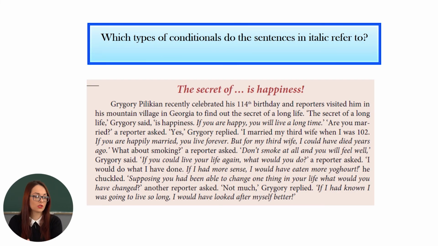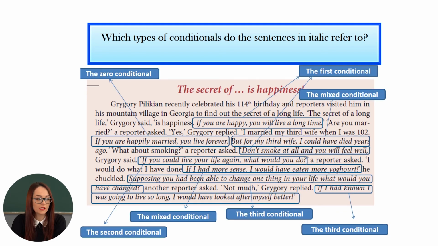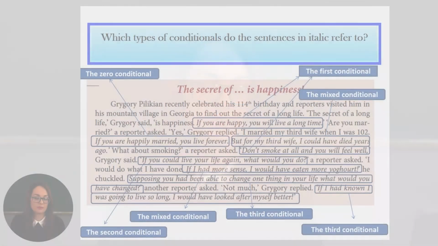Now, if we go back to Grigory Pelikan's story, which types of conditionals do the sentences in italics refer to? If you look at the text, you can see, "If you are happy, you will live a long time" is the first conditional. "If you are happily married, you live forever," and "Don't smoke at all and you will feel well."